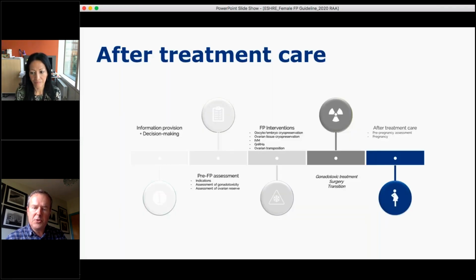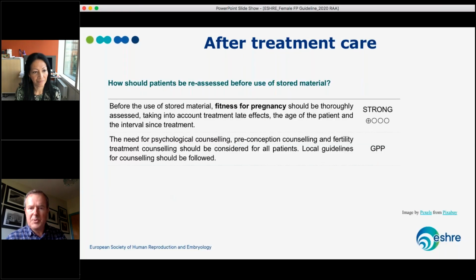One of the things I think is really valuable about this guideline is the after-treatment care aspect of it. We have a substantial section on assessment of patients before using stored material, particularly discussing fitness for pregnancy, as well as the likely success. Within that, of course, there is the need for counselling, both psychological and preconception, and related to the specifics of what fertility treatment might be involved. And again, local guidelines for counselling will come into play here.